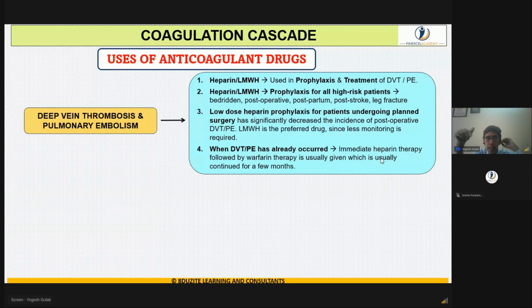And when DVT-PE has already occurred, immediate heparin therapy followed by warfarin therapy is usually given, which is then continued for a few months.